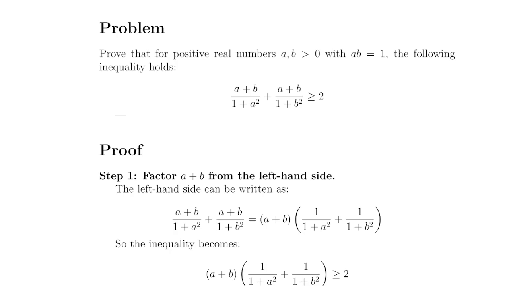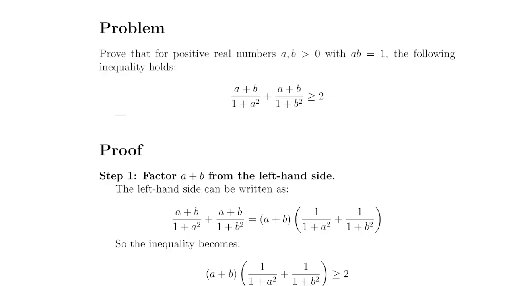In this video, we want to prove that for positive real numbers a and b, with a times b equals 1, the following inequality holds. We have (a plus b) over (1 plus a squared) plus (a plus b) over (1 plus b squared) is greater than or equal to 2.